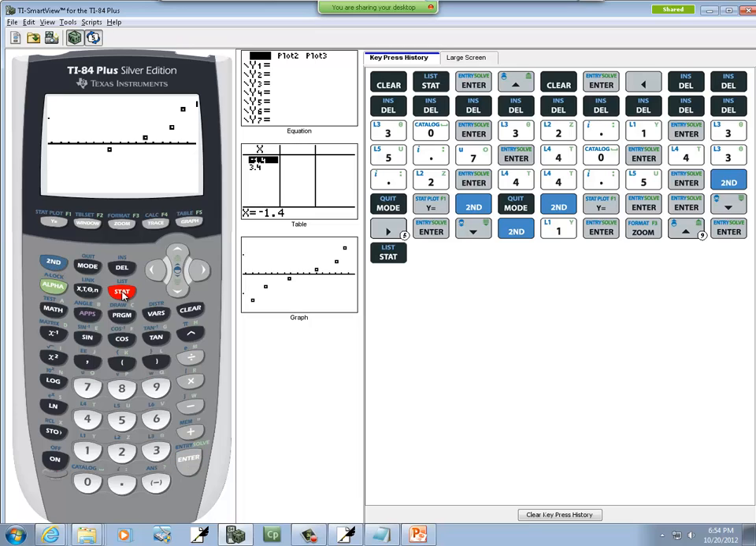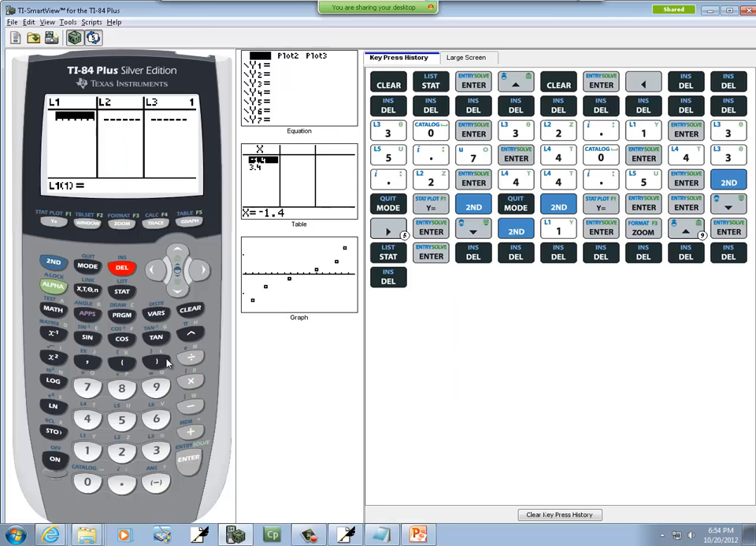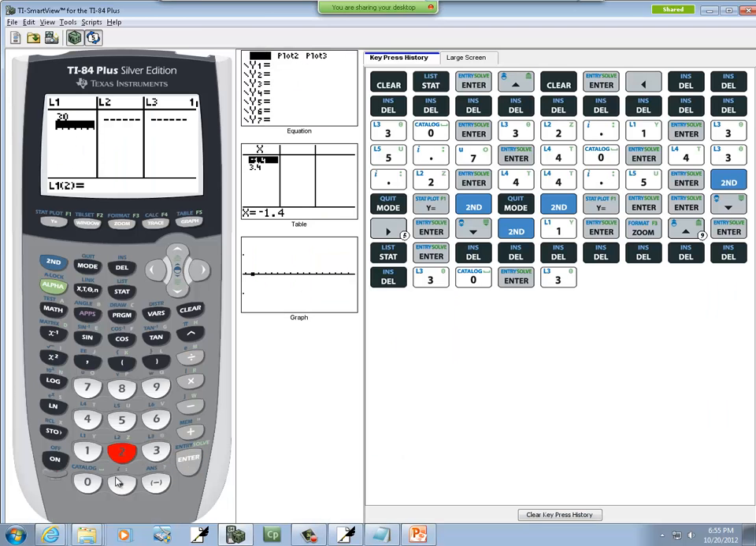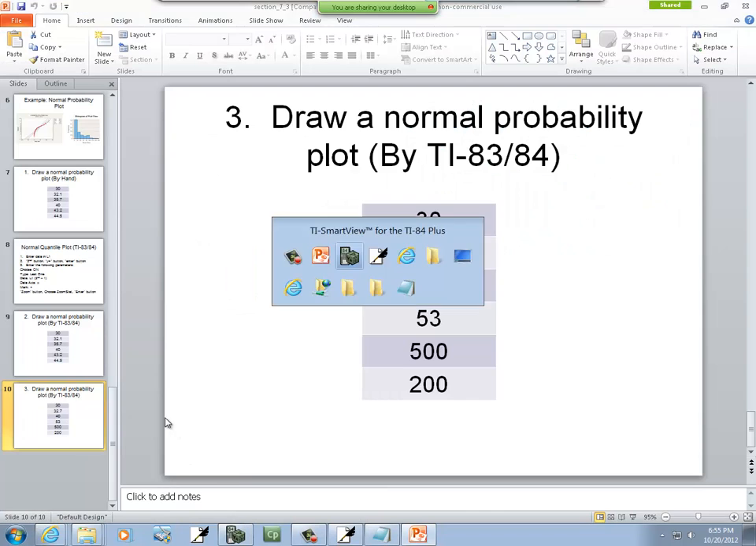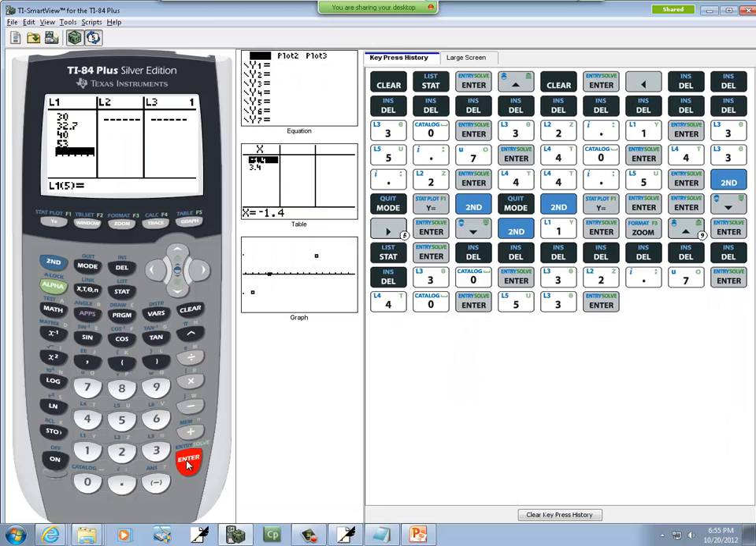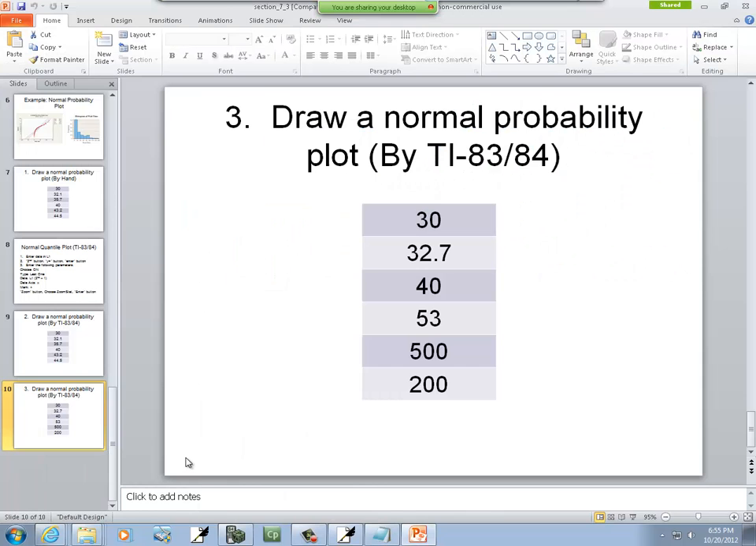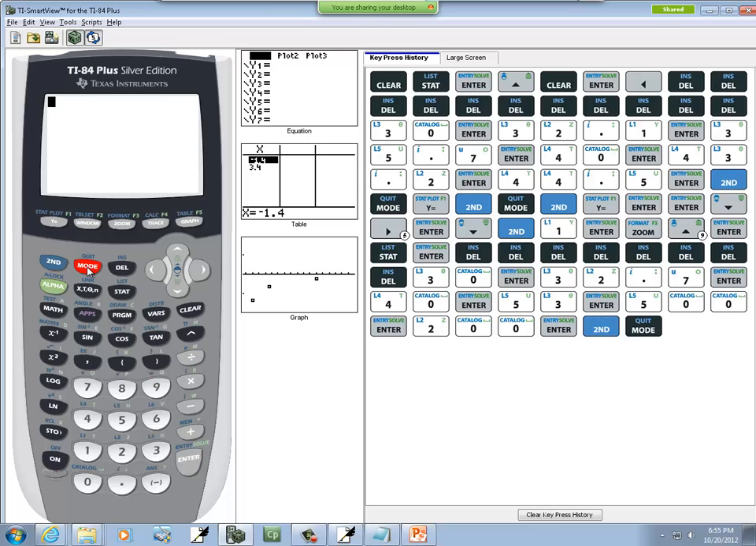So I'm going to press stat, go into edit, and I'll press delete over and over to get rid of those numbers. And I want 30, enter, 32.7, enter, 40, enter, 53, enter, 500, enter, and 200, enter. And I want to exit out after I get those in, so I'll do second mode.